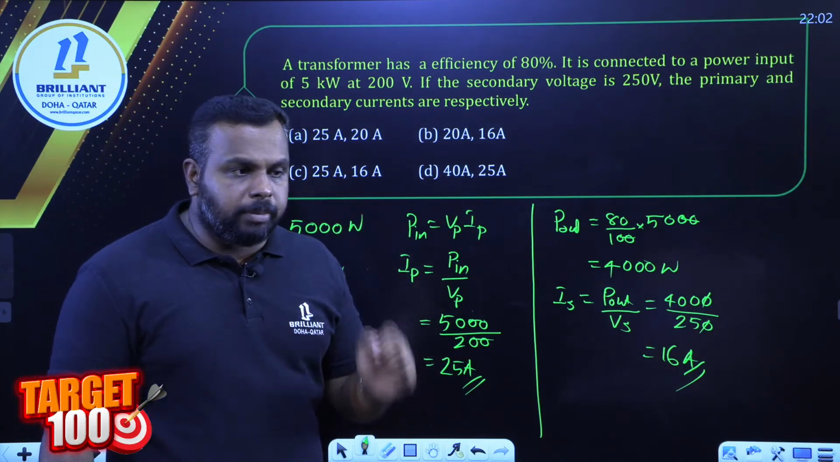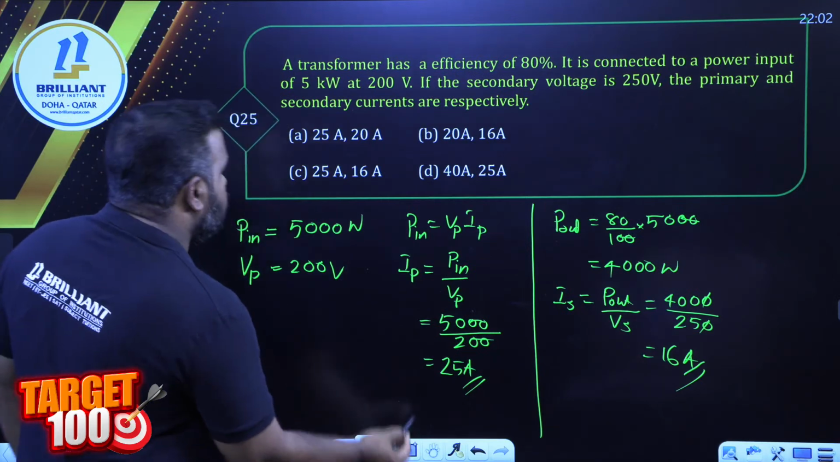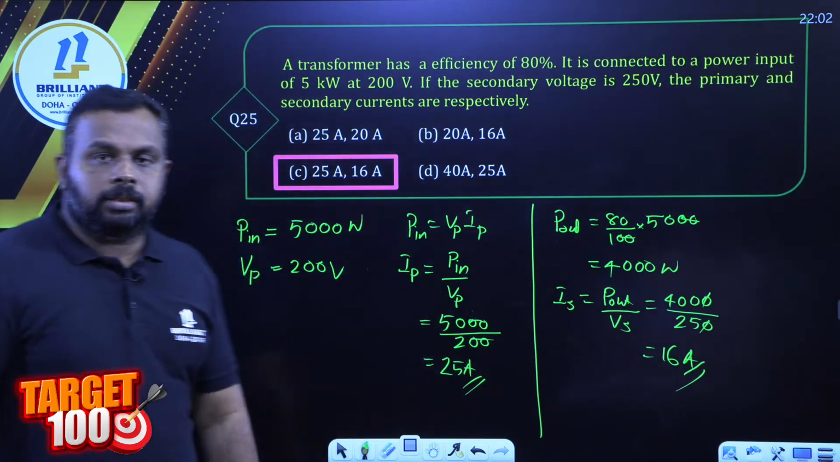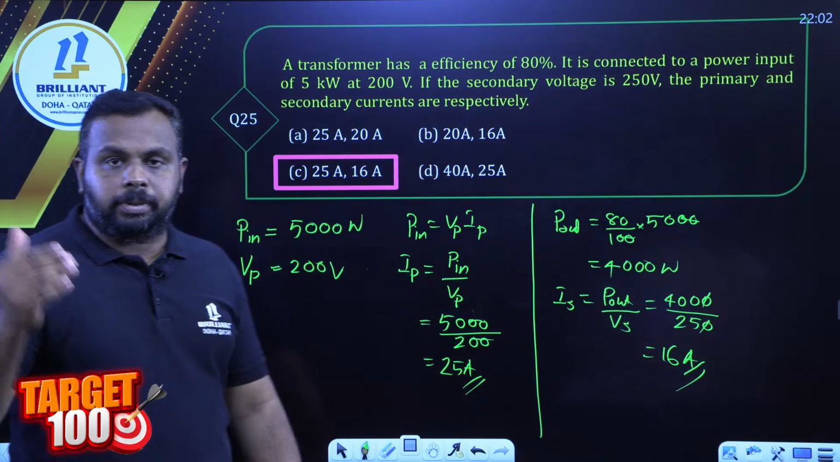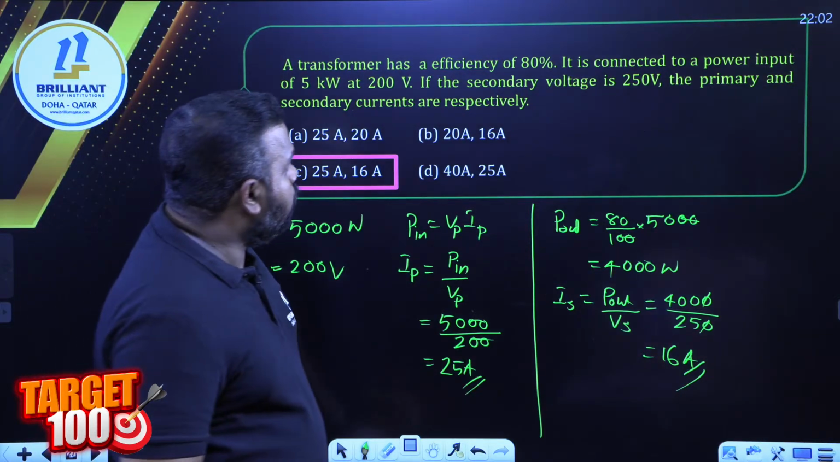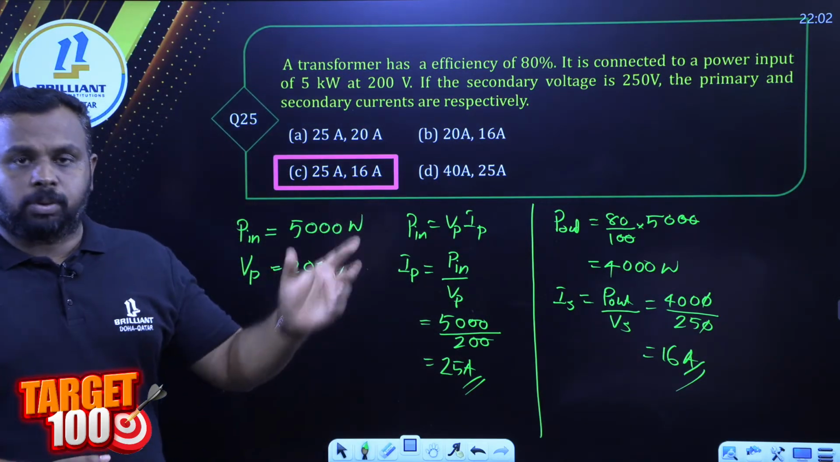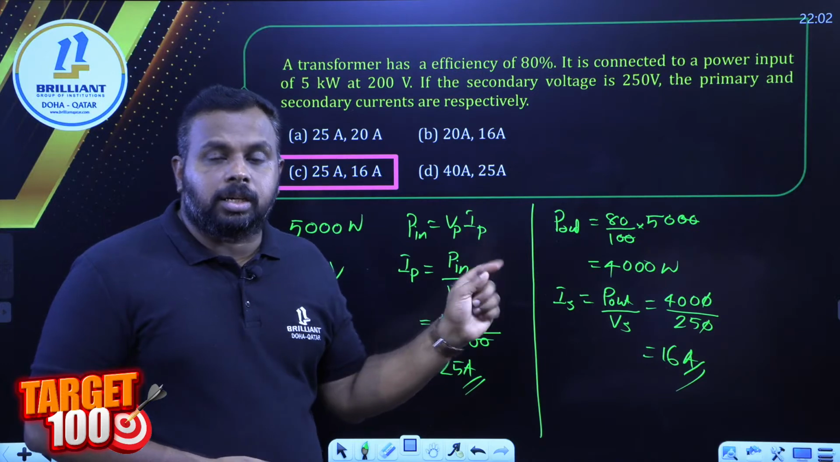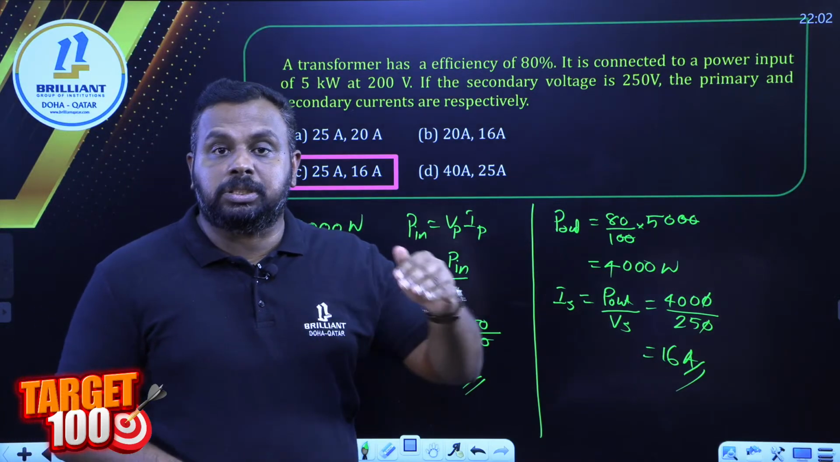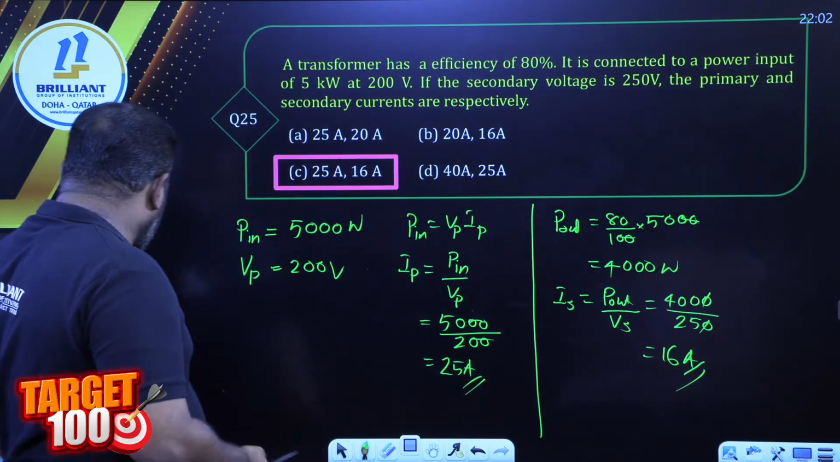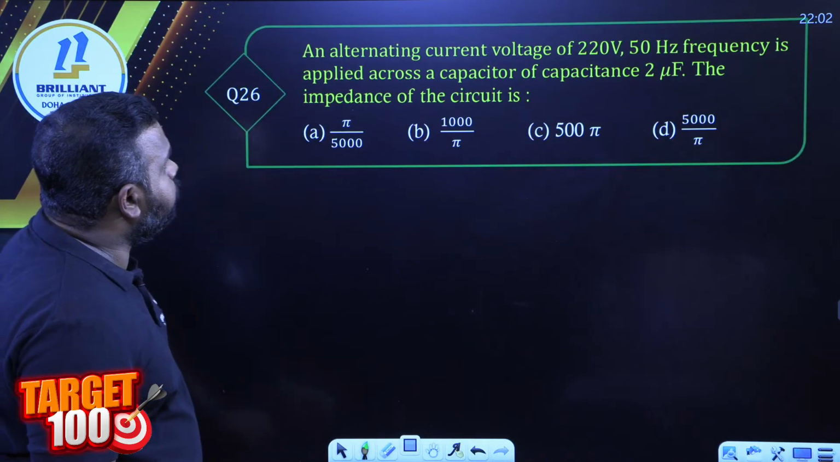25 ampere the primary current and 16 ampere the secondary current. Secondary current is 16 ampere. So I think it is also very clear. The difference between this question and the previous transformer question is, you can see that here the output power is not equal to input power. Efficiency is 80%, which means there is a loss of 20%.